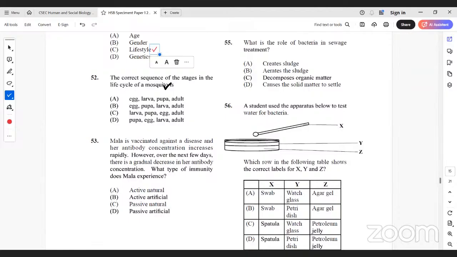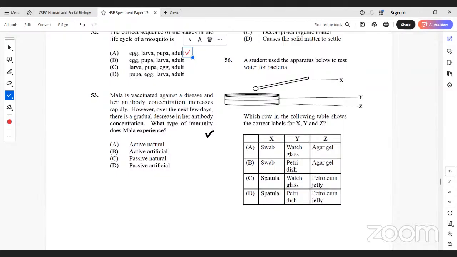The correct sequence of the stages in the life cycle of a mosquito: egg, larva, pupa, adult. That already makes sense. You don't even need to read the rest. It can't be anything else. But when you are doing the exam, of course, you would make sure and read all of them.